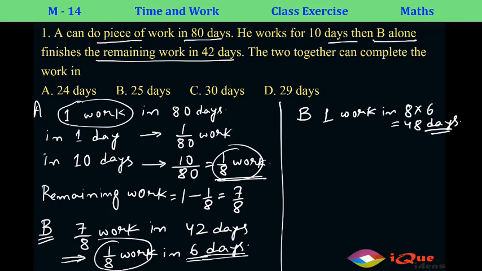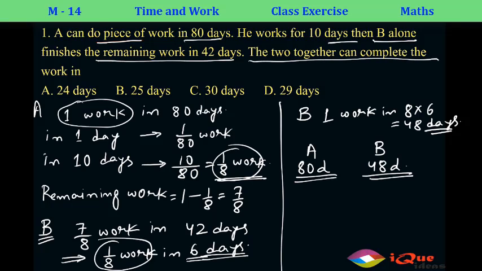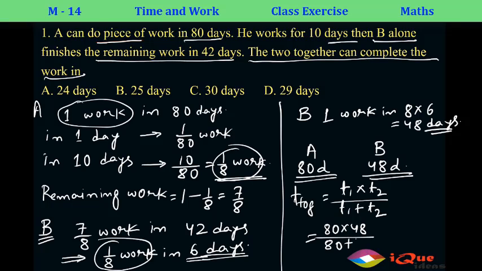Alright. So now we have A can do the work alone in 80 days. B can do the whole work in 48 days alone. Now what is the question asking? The question is asking the two together can complete the work in. And for that we have a formula, time together equals T1 into T2 upon T1 plus T2. Just apply this here. So T1 is 80, T2 is 48, divided by 80 plus 48.